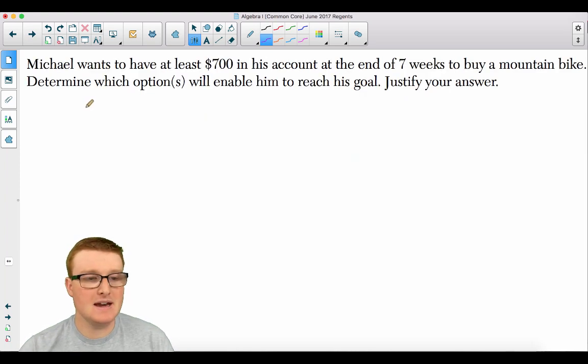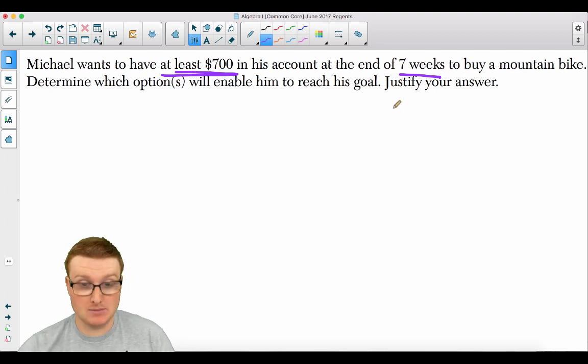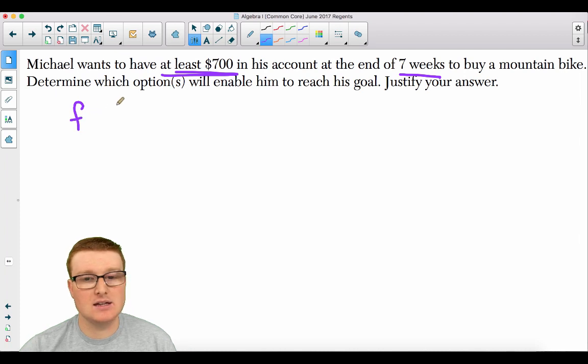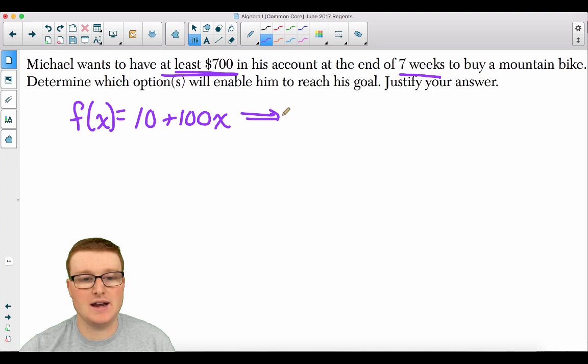Now for the follow-up question, Michael wants to have at least $700 in his account by the end of 7 weeks to buy a mountain bike. Determine which option or options will enable him to reach his goal. Justify your answer. So what we're going to do is this. I'm going to take 7 and plug it into f of x, which is, again, 10 plus 100x, okay? So I'm going to find f of 7.